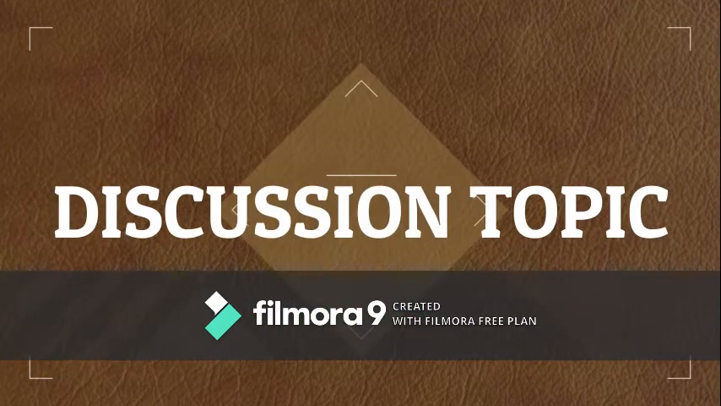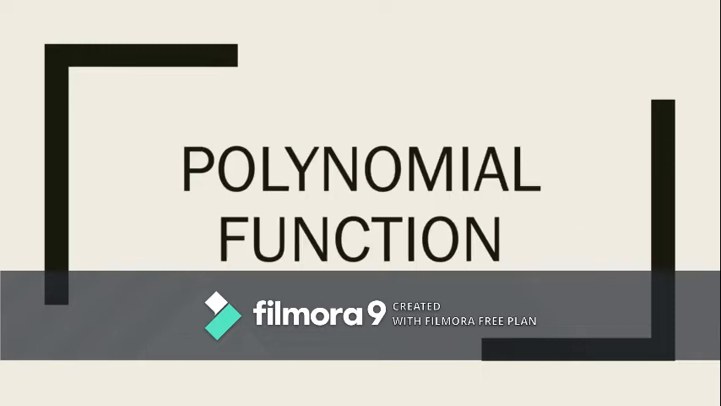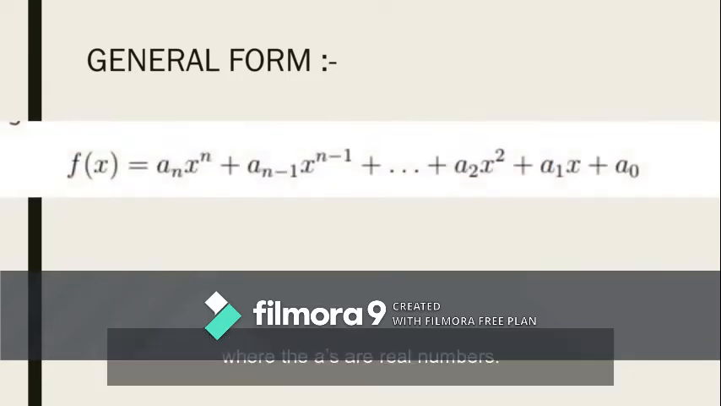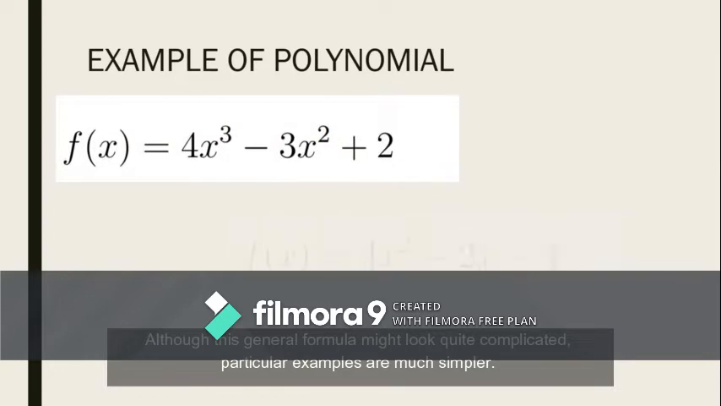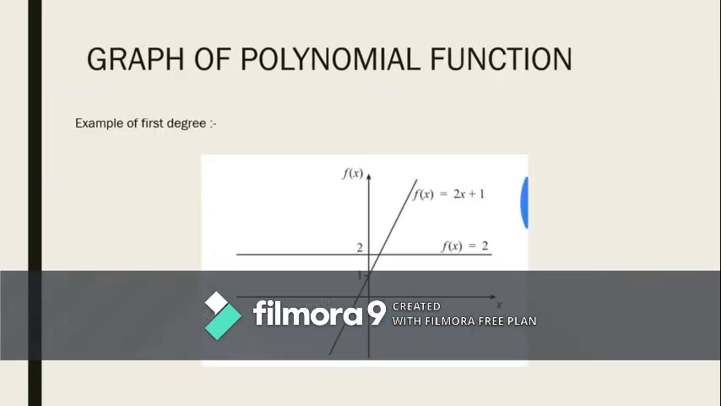Now, let's discuss the functions that have been listed. Firstly, let's discuss polynomial function. What is a polynomial? A polynomial of degree n is a function of the form shown, where the a's are real numbers. Although this general formula might look quite complicated, particular examples are much simpler. Thus, you can see each example of polynomial function that has been listed.